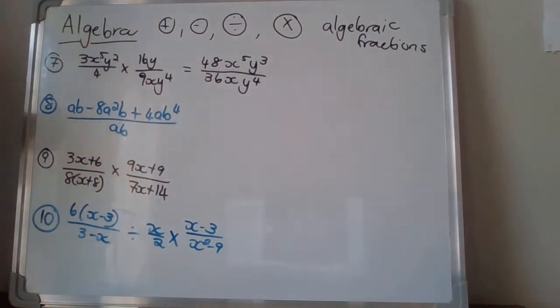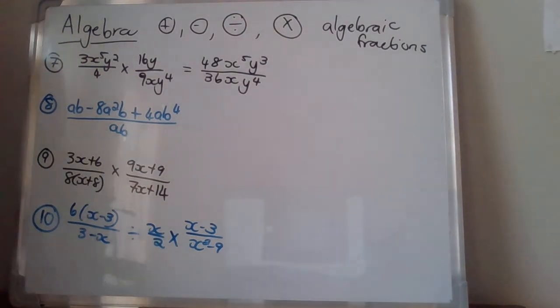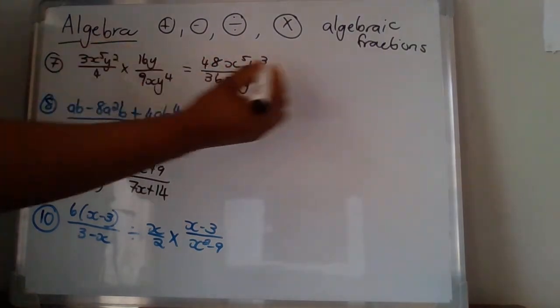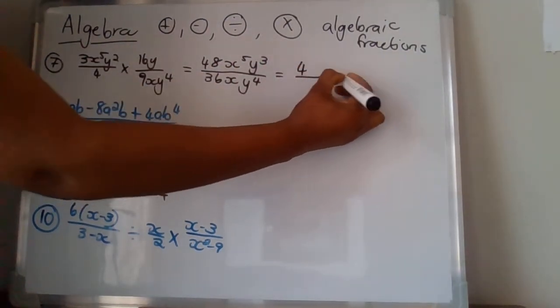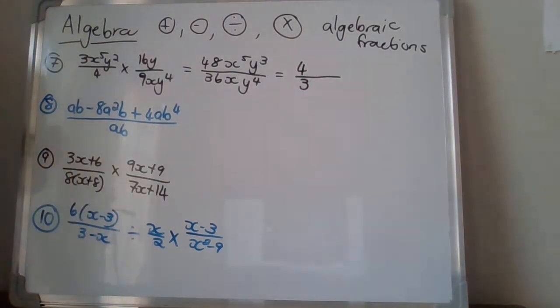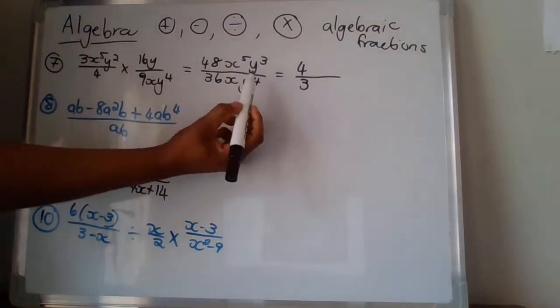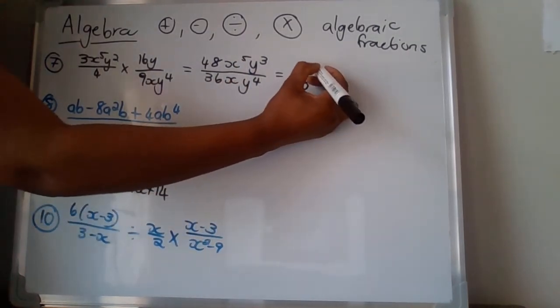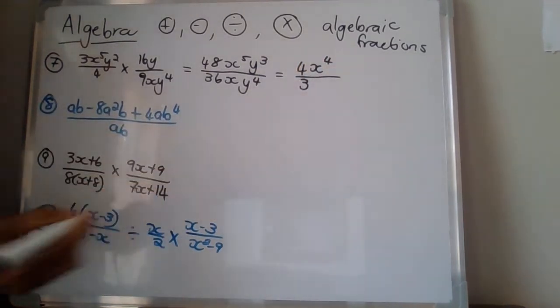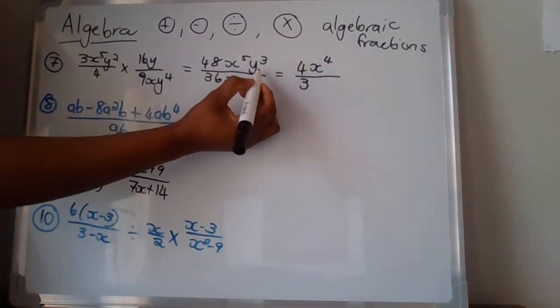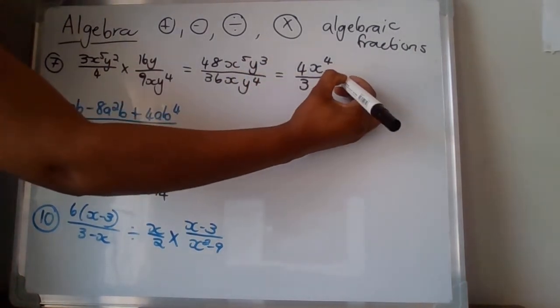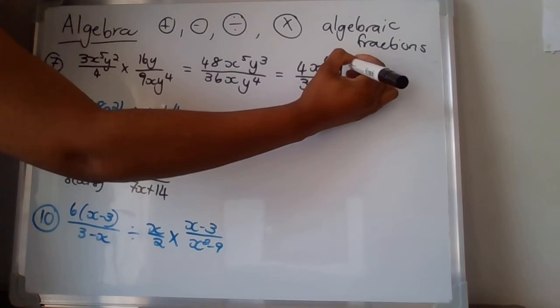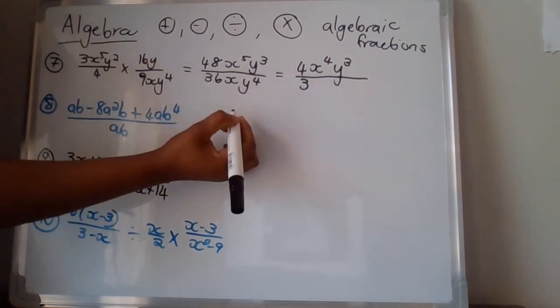Right? And this is where my laws of exponents come in. So if I divide my initial constants, those coefficients, then I get 4 over 3. And then when I have x to the power of 5 divided by x, what am I left with? I'm left with x to the power of 4. And this one here, I have y to the power of 3, divided by y to the power of 4.